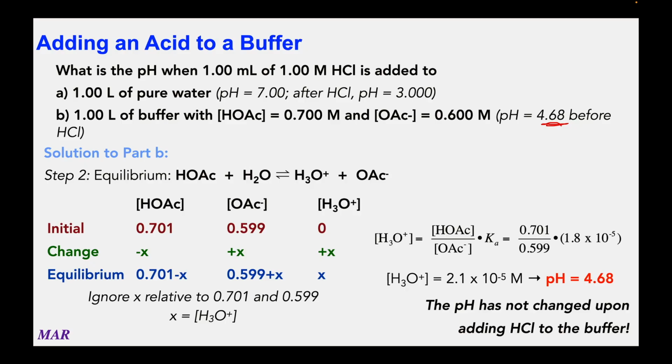So the buffer absolutely resisted the change of pH from the HCl. It dropped the water from pH 7 down to pH 3, but that same amount of acid didn't affect the buffer at all, and this just shows how powerful the buffers can be. Now the HCl did affect the buffer, all right? That's why the acetate went from 0.6 to 0.599, and the acetic acid went from 0.7 to 0.701. So it did make a difference. It's just so insignificant compared to the rest of it. It had no effect on the overall pH, which is crazy. So strong acids and strong bases don't have the same effect on buffers as they do on, say, pure water, which makes them kind of useful.